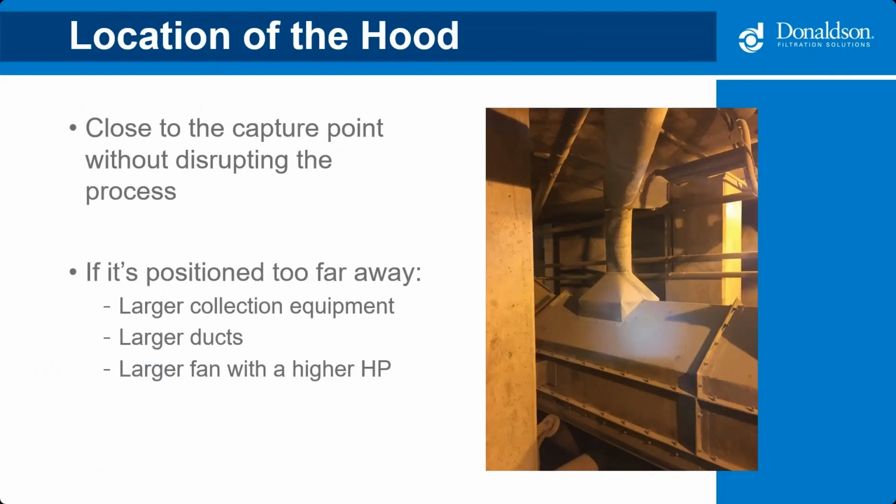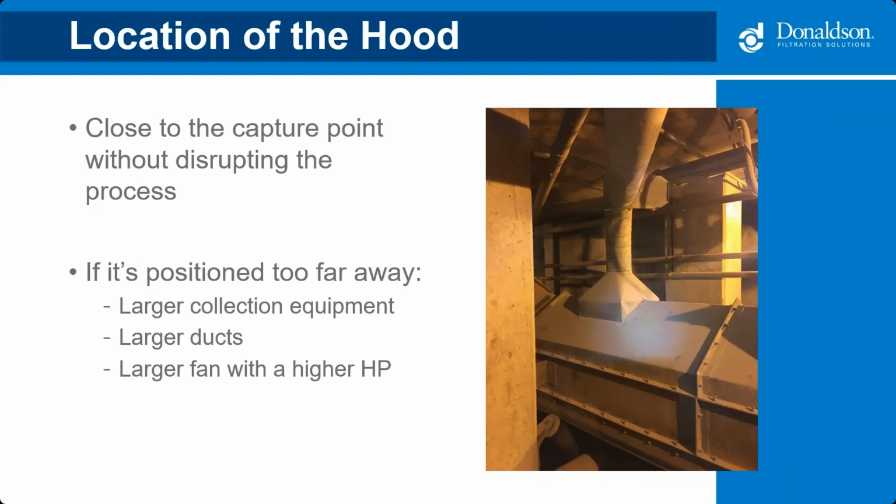Regardless of the style of hood, in order to be effective, a hood must be positioned properly relative to the point where the contaminant is being emitted. To minimize air volume, the hood must be as close as possible to the capture point without disrupting the process. A hood positioned twice the distance from a contaminant emission point, rather than at the capture point, will need to draw approximately 4 times the amount of air to produce the same capture efficiency. And as we all know, more air means larger equipment, larger ducts, a larger collector, a larger fan with higher horsepower, all of which adds up to more capital and operating costs.